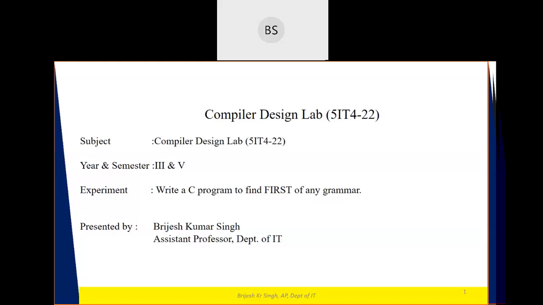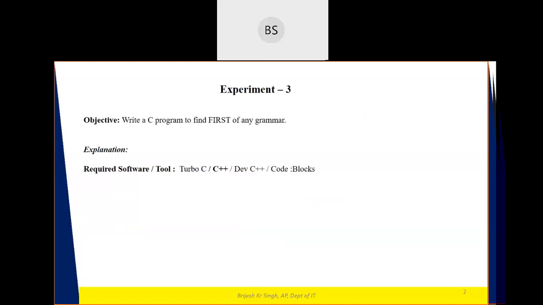In this video, I am going to discuss the compiler design lab experiment. The objective of today's lab experiment is to write a C program to find FIRST of any grammar. Required software are Turbo C, C++, Dev C++, CodeBlocks. You can use any one.